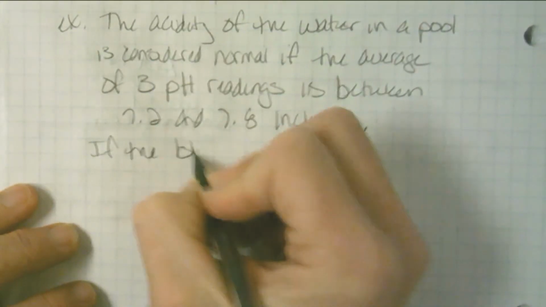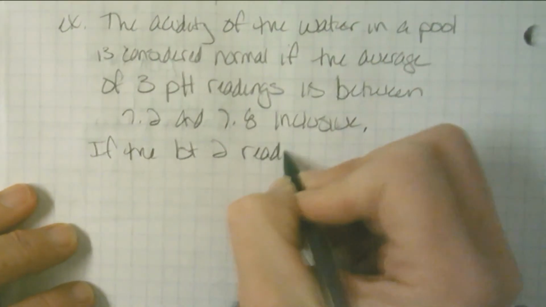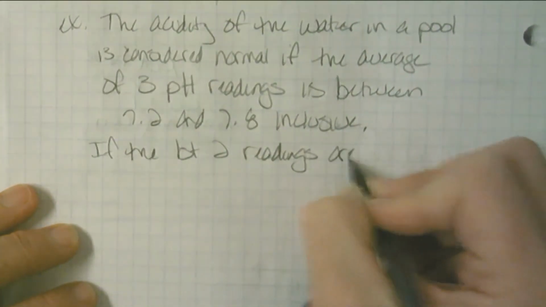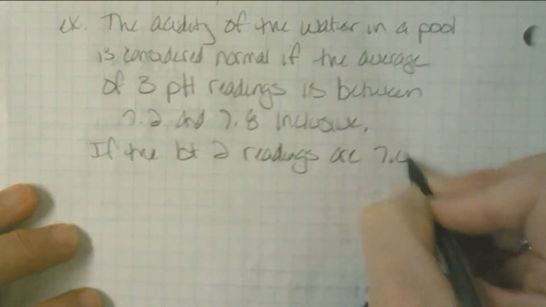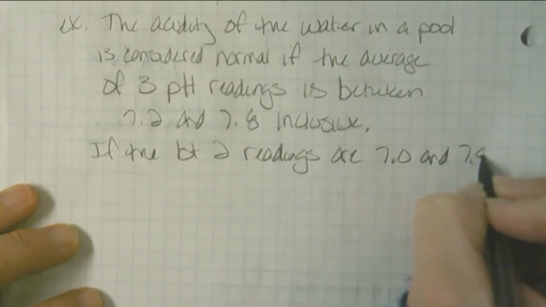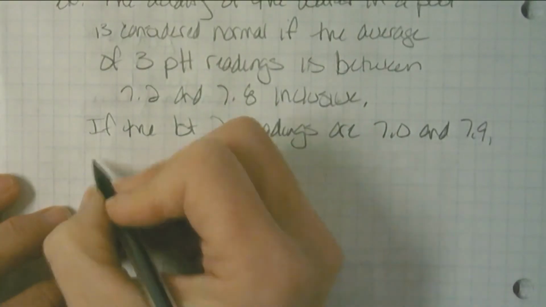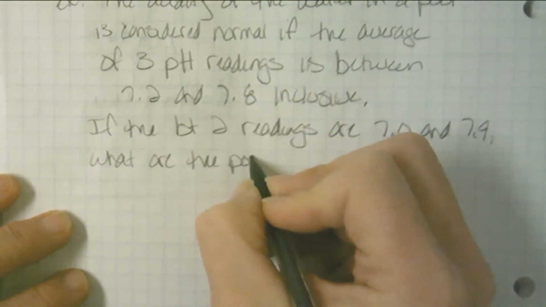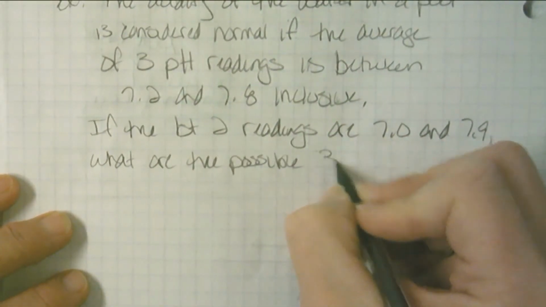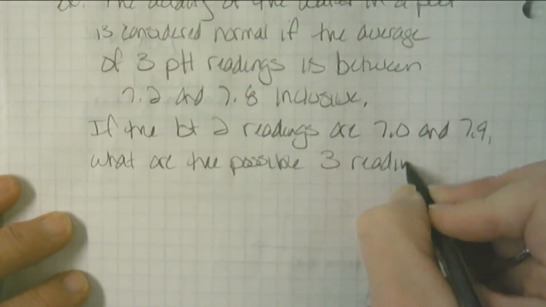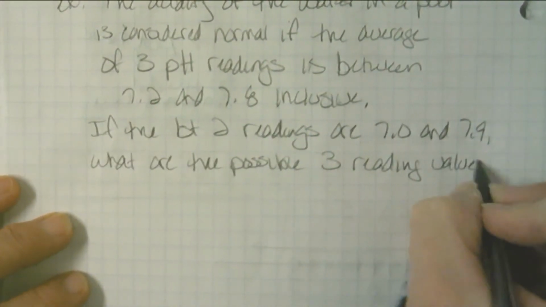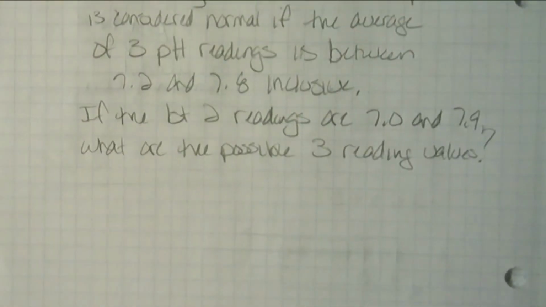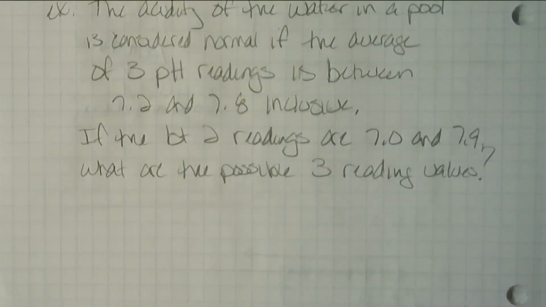If the first two readings are 7.0 and 7.9, what are the possible third reading values? All right, so this is a practical application.